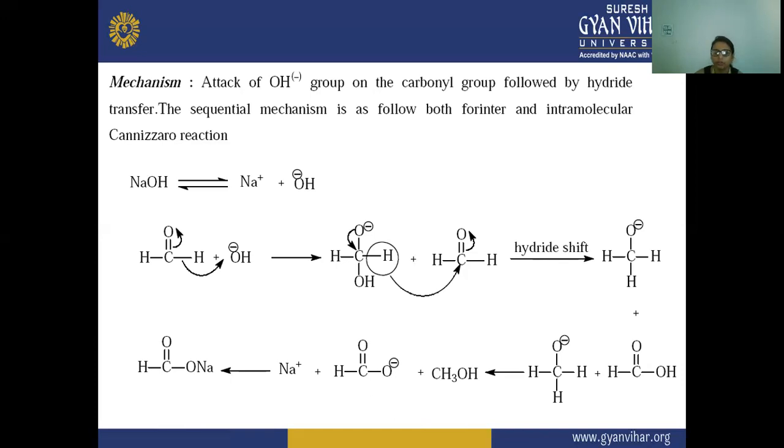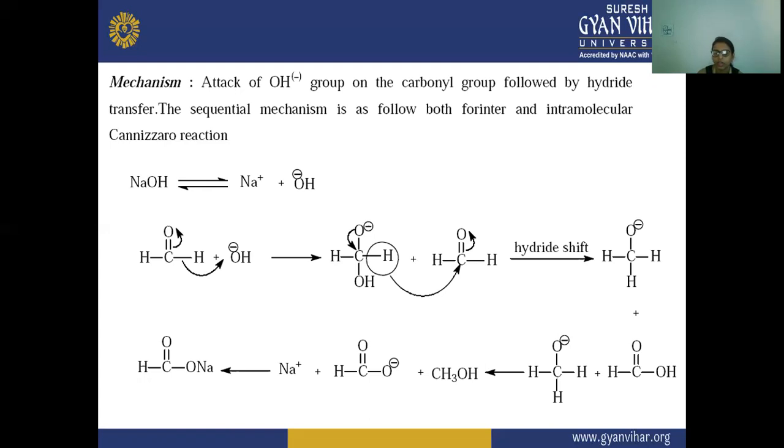So again, I am telling you about this reaction. That is your mechanism, the attack of the OH group. Here, the OH negative is formed from the dissociation of sodium hydroxide, and the Na has a positive charge and OH has a negative charge. Then one molecule of formaldehyde will react with this OH negative, and there is a formation of this intermediate. After that, this intermediate will react with the second molecule of formaldehyde.